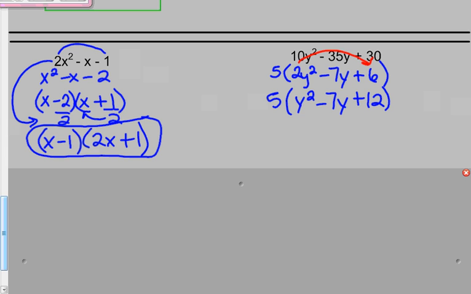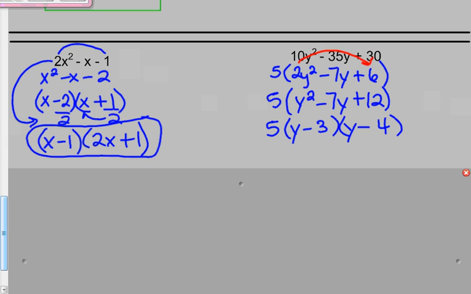Now I'm going to factor this into two binomials. 5 out front. We'll get y in each one. Since I have a positive c and a negative b, they're both going to be negative. Two numbers that multiply to get 12 but add to get 7 would be 3 and 4.